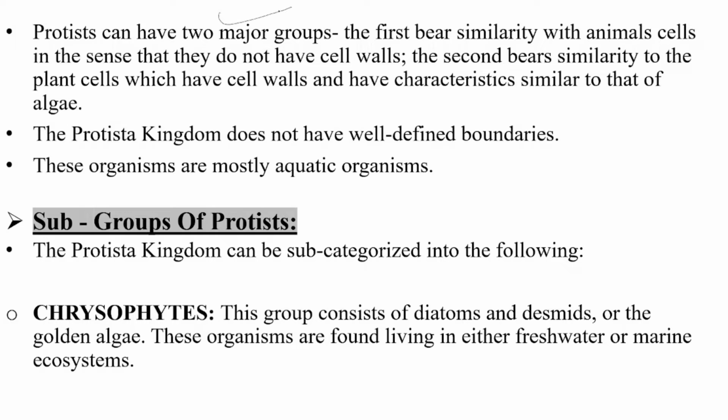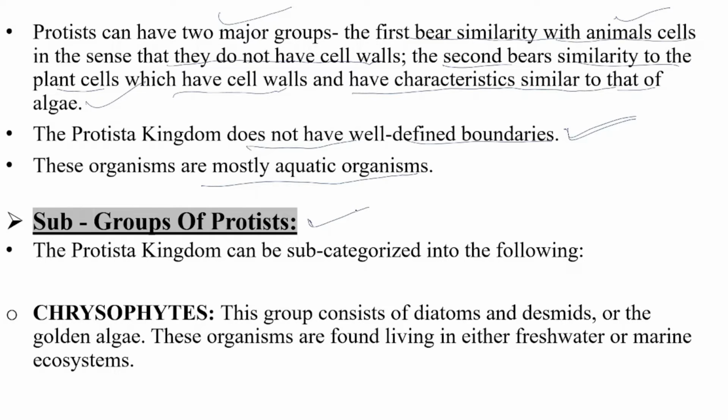Protists have two major groups. The first bears similarity with animal cells in the sense that they do not have cell walls. The second bears similarity to plant cells, which have cell walls, and have characteristics similar to that of algae. The Protista kingdom does not have well-defined boundaries. That is, a cell wall is present in some, but not everyone has a cell wall. These organisms are mostly aquatic.